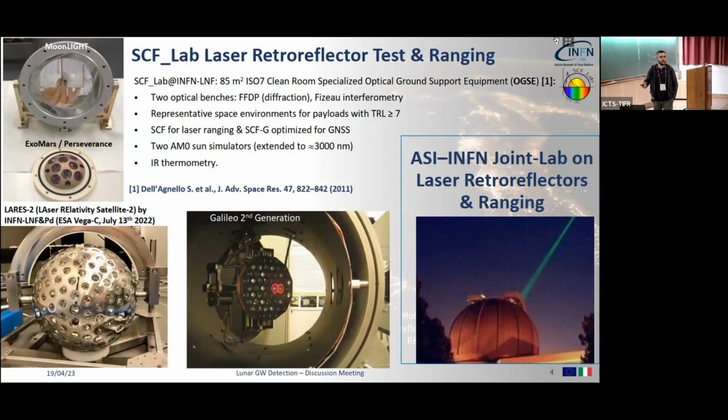Another kind of LEGIOS. And here we also have application for Galileo second generation, so for GPS applications. And we have a joint lab with Matera, so effectively we provide the payloads, and Matera laser ranges these payloads wherever they are, on the moon, on satellites, and so on. Not on Mars, unfortunately.